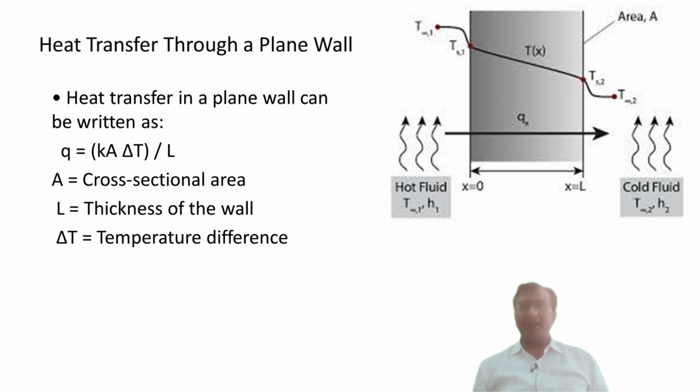This formula is widely used in building design to calculate heat loss or gain, which helps engineers select proper material and wall thickness for energy efficiency. It's also relevant in applications like furnace walls or electronic enclosures. Understanding heat transfer through plane walls is a practical application of conduction principles. Next, we will introduce the concept of thermal resistance to simplify these calculations.